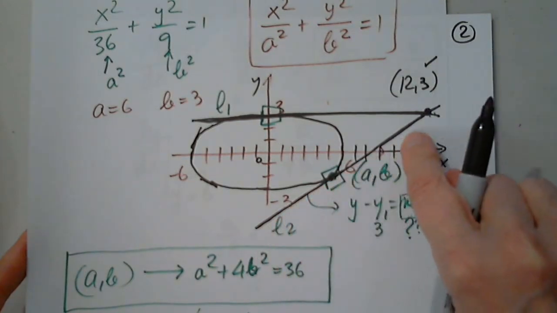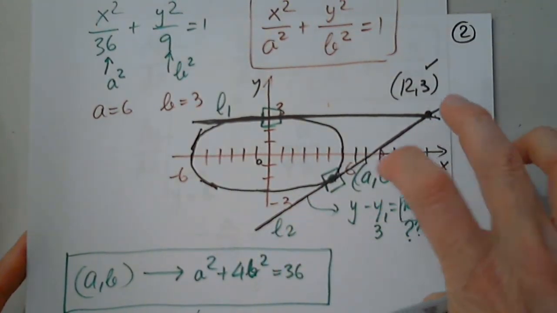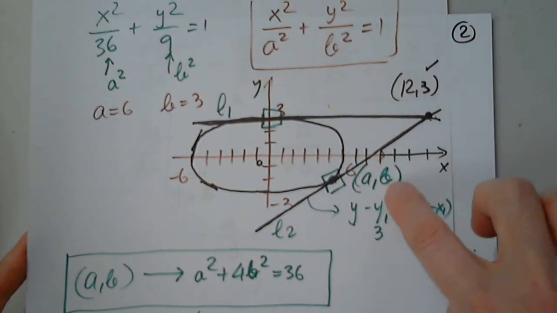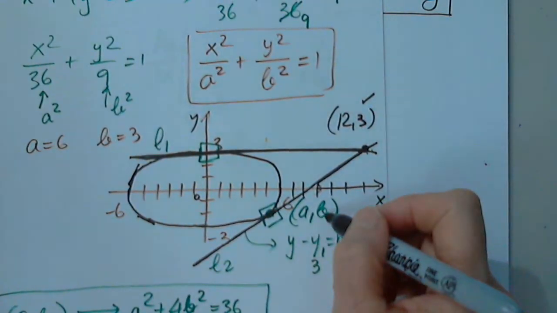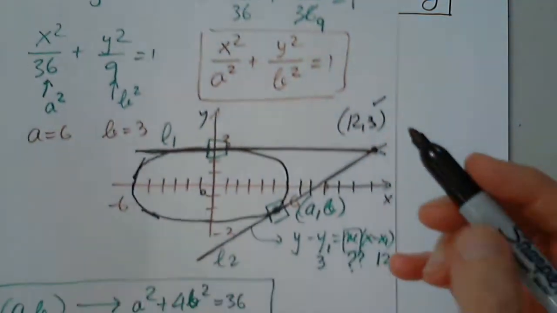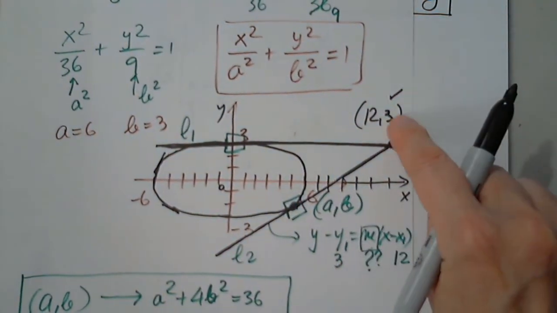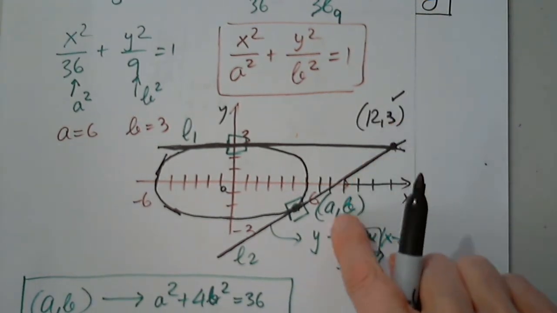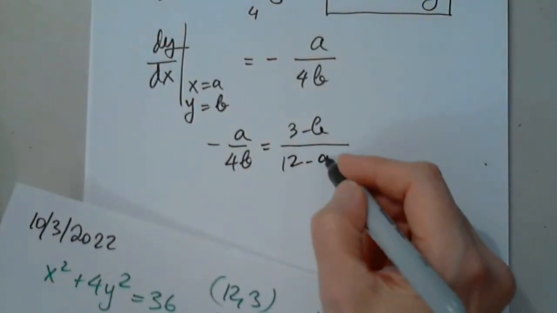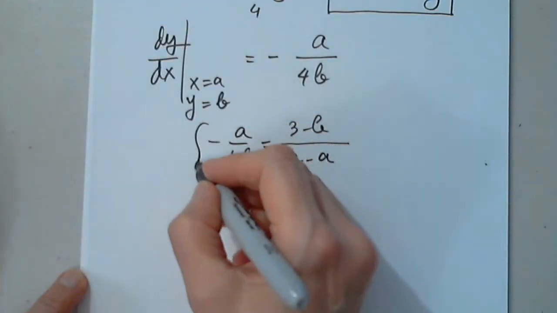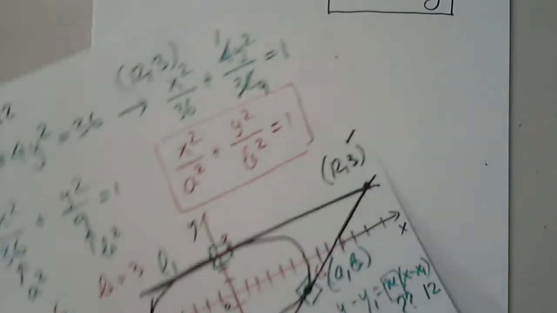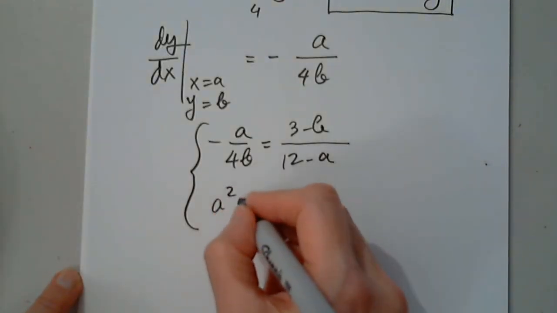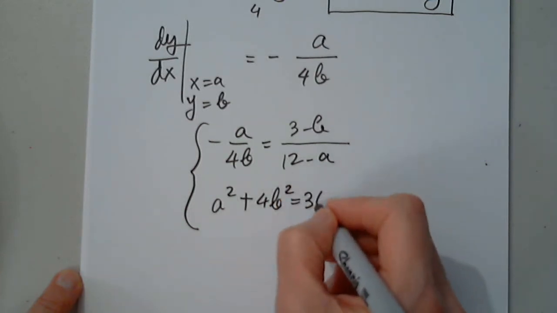So in order to determine the slope of this tangent in another way, having 2 points, y2 minus y1 over x2 minus x1, this must also equal 3 minus b over 12 minus a. Now I will attach to this equation, which is a squared plus 4b squared equals 36.